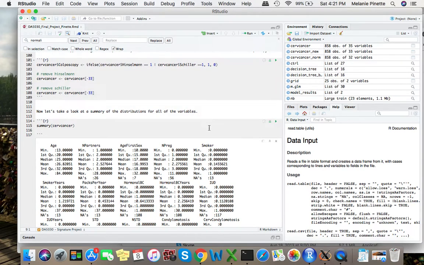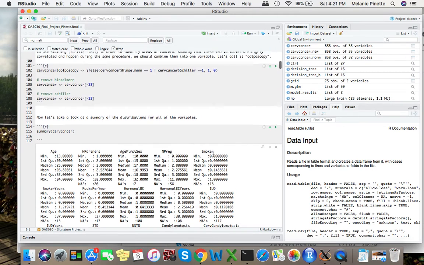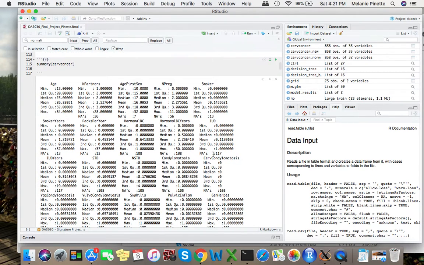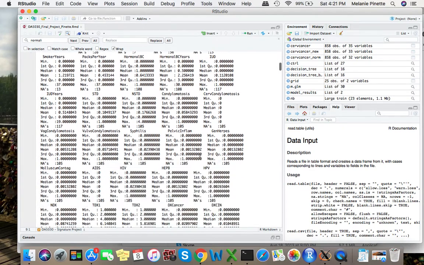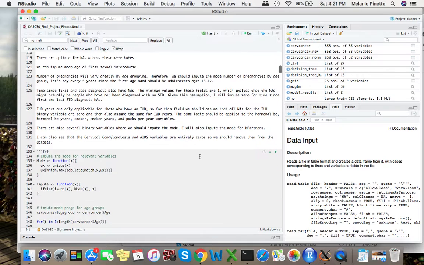So we should also look at the distributions for all of the rest of the variables. The first thing that you'll notice is that there are a lot of NAs in this data set, so we'll have to find a way to impute those. And there are also a couple of variables in here that are all zeros, so we'll remove those as well.